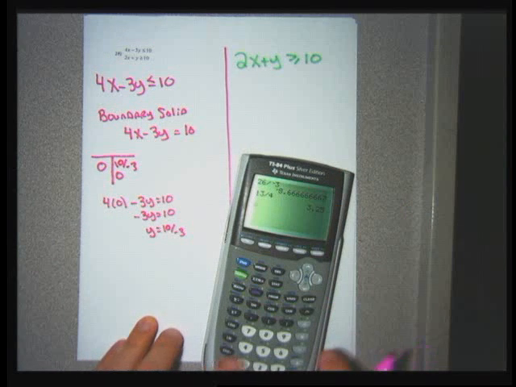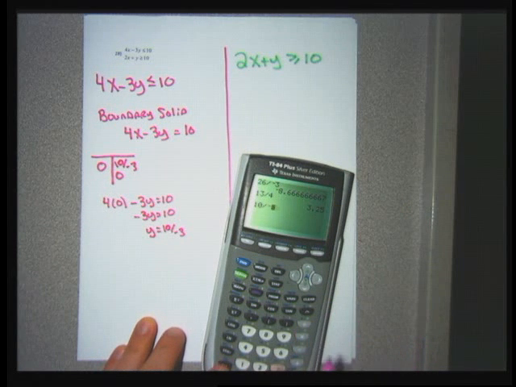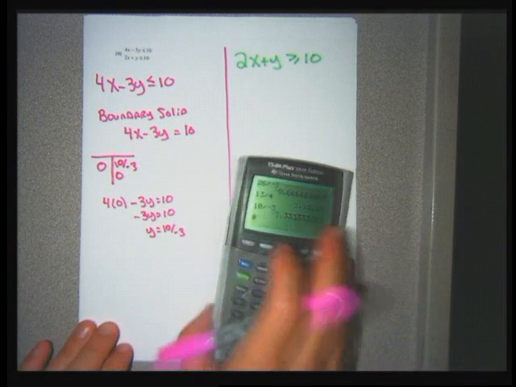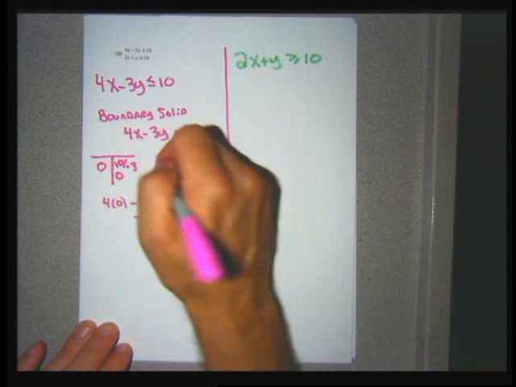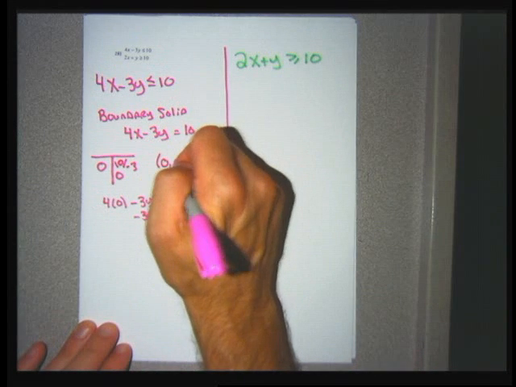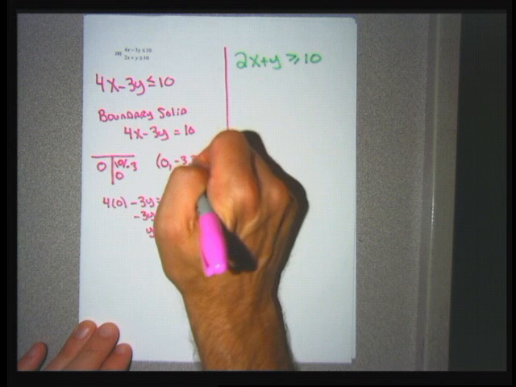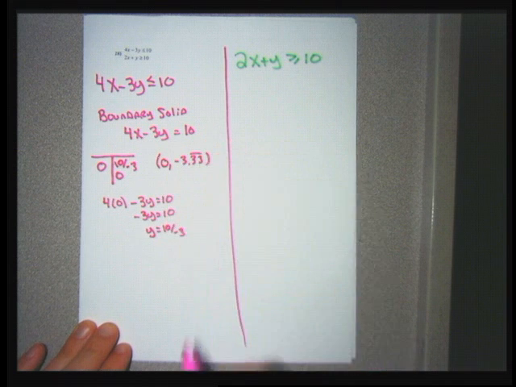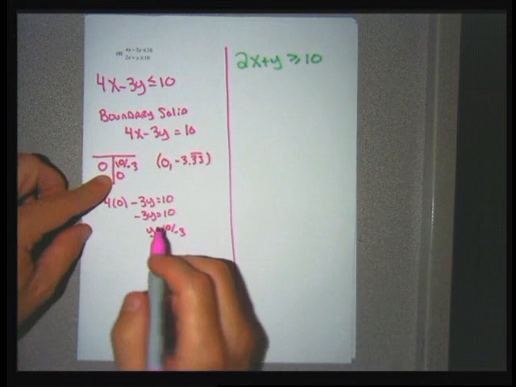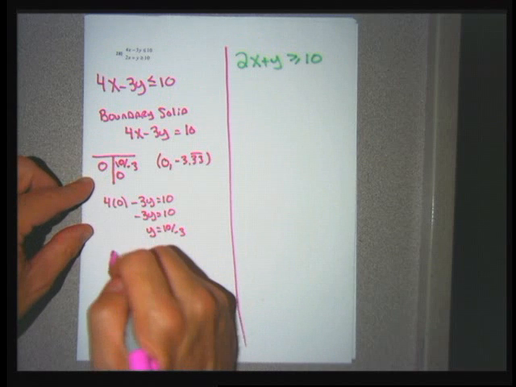When I go to graph it on the y-axis, 10 divided by minus 3, I get minus 3.33. So when I go to graph this point, I'm actually graphing the point (0, minus 3.33), and so on. For the next one, I'm plugging in 0 for y.